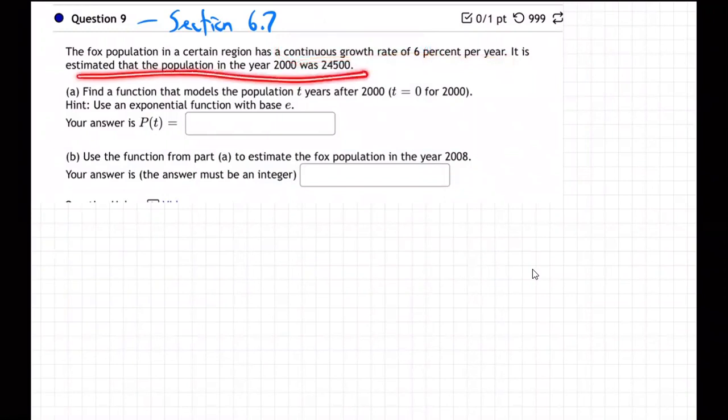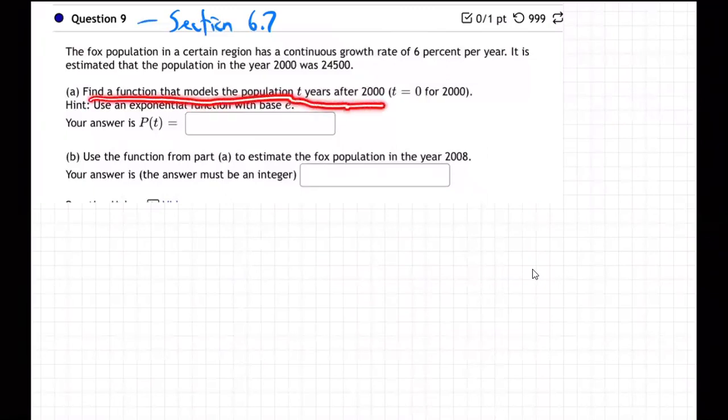It is estimated that the population in the year 2000 was 24,500. Find a function that models the population t years after 2000. Hint, use an exponential function with base e. Here's your answer. And then use that to estimate 2008. Okay. How does this work?